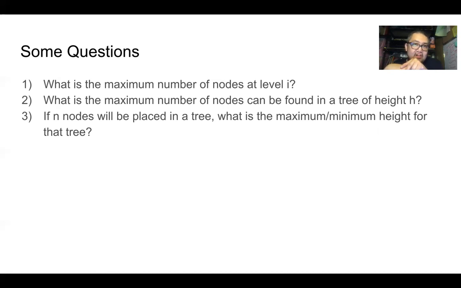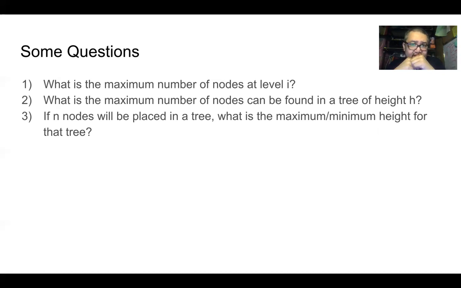So what is the maximum number of nodes that can be found in a tree of height h? Basically we will just add 2 to the 0 plus 2 plus 2 squared plus 2 cubed up to 2 to the h, knowing that each term represents the maximum number of nodes at one level. If we sum them up, the maximum number of nodes that we can have in a binary tree of height h is 2 raised to h plus 1 minus 1. We can easily prove that using induction.